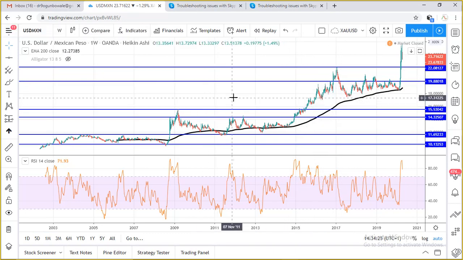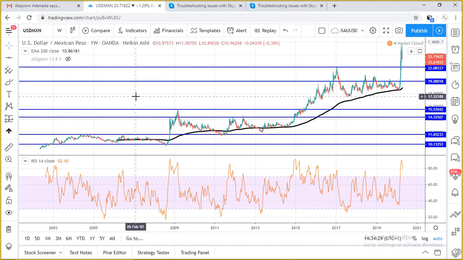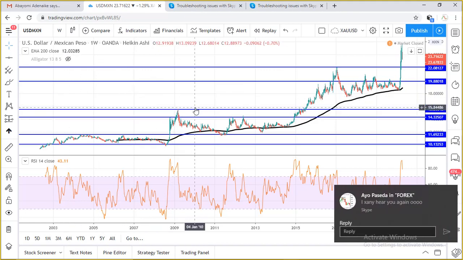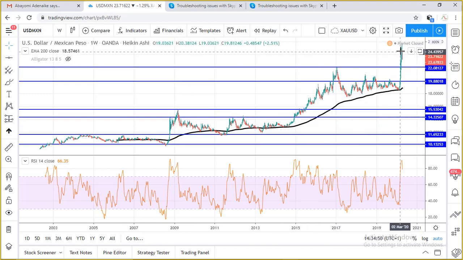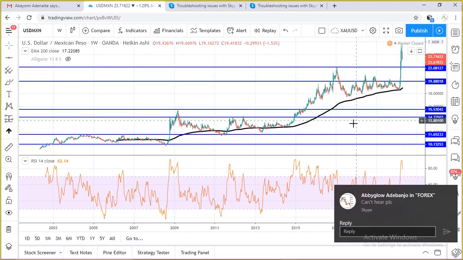Now, USD Mexican peso has been quite reasonable. So, US Mexican peso has been quite reasonable here. Not much big movement until here and this movement, but here, this one is unusual.